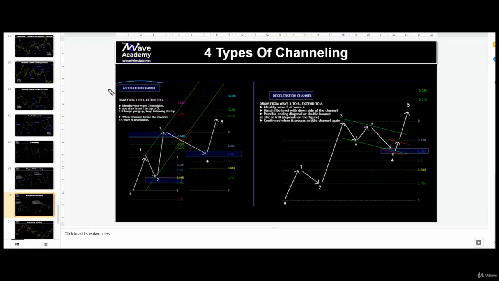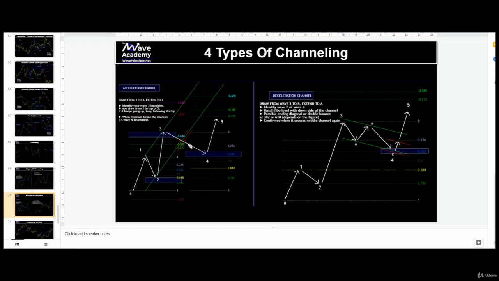In the acceleration channel, what you want to spot here is how fast the wave 3 is going to go. The price is going to keep inside of it until it breaks below this channel. Once this happens, wave 4 is going to start.